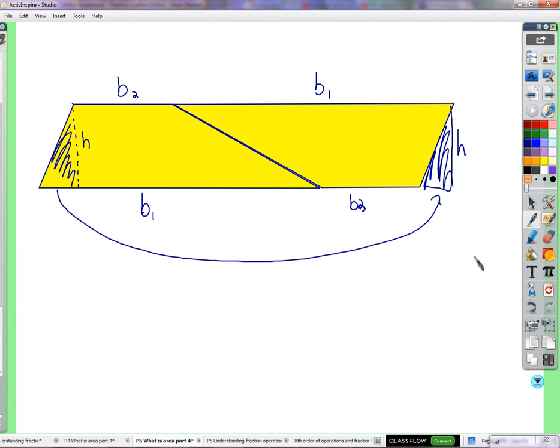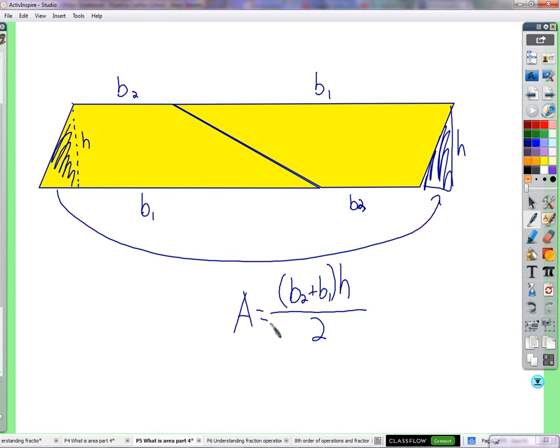How would I find the base of this rectangle? Add base 2 and base 1. Or base 1 plus base 2. The addition doesn't matter which order you do it in. I do that. I got the base of the rectangle. Now what? Multiply by the height, and then divide by 2. This is what we call a formula, right? It kind of labels all the parts that are involved, those sides and the height of this trapezoid, and tells us where to plug it in.